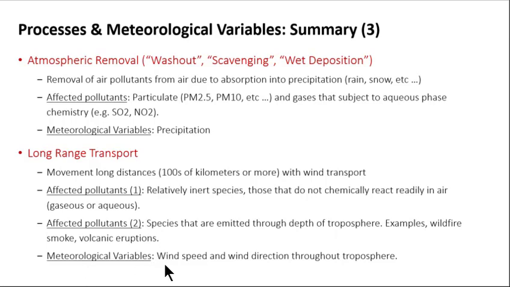Meteorological variables at play are the wind speed and the wind direction throughout the entire depth of the troposphere to determine the direction that these major events can transport pollutant over.